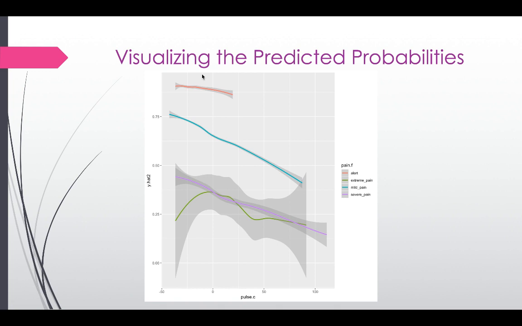As level of pain increases, the predicted probability of living decreases. And we can also look at pulse on this x-axis to see that as pulse increases, for the most part, the predicted probability of living decreases.